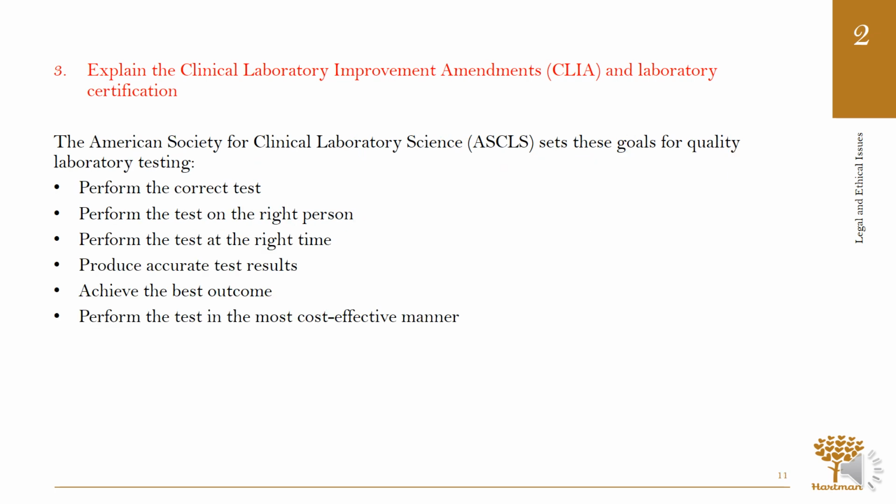The American Society for Clinical Laboratory Science, a professional organization, summarizes the goals of quality laboratory testing in the following ways. 1. Perform the correct test. 2. Perform the test on the right person. 3. Perform the test at the right time. 4. Produce accurate test results. 5. Achieve the best outcome. 6. Perform the test in the most cost-effective manner. CLIA is intended to ensure that these goals are met.